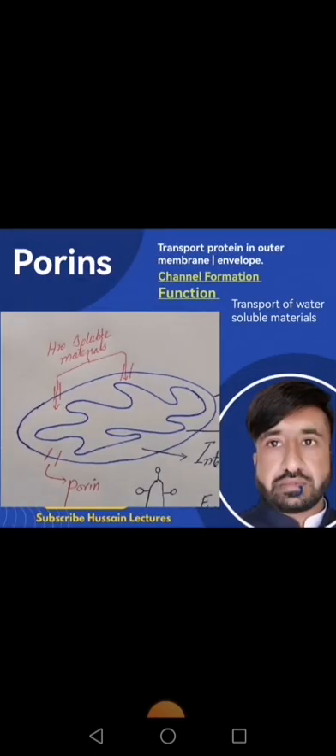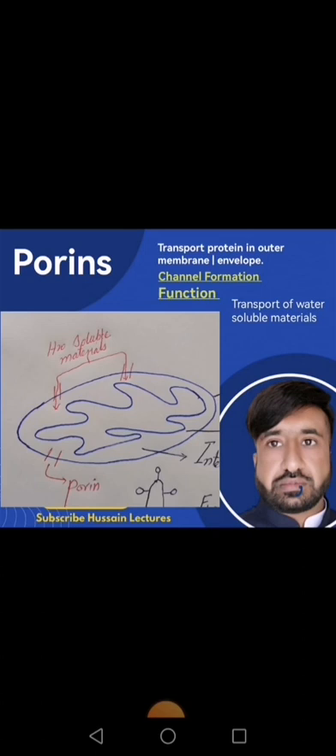Now, here are porins. What are porins? These are transport proteins in the outer membrane or envelope. Now, this figure is representing the porins, the specialized proteins which lie inside the outer membrane, and their major function is to regulate the passage of water-soluble particles from the cell cytoplasm to the inner membrane surface. As we have earlier discussed, the inner membrane surface is the space between the outer membrane and inner membrane.